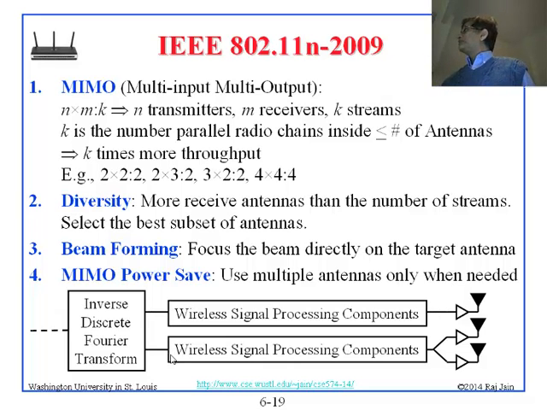So that is the minimum of the two, right? So n times m colon k: n transmitters, m receivers, and k streams, and this has to be less than the number of antennas. So we have these combinations: 2 by 2 colon 2, 2 by 3 colon 2, 3 by 2 colon 2, 4 by 4 colon 4. Right? You cannot have 3 by 2 colon 3, because somebody who has two antennas will have two chains.